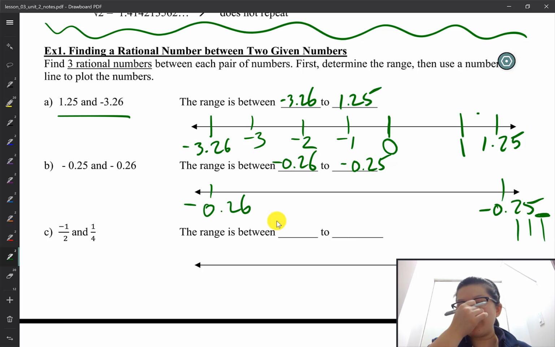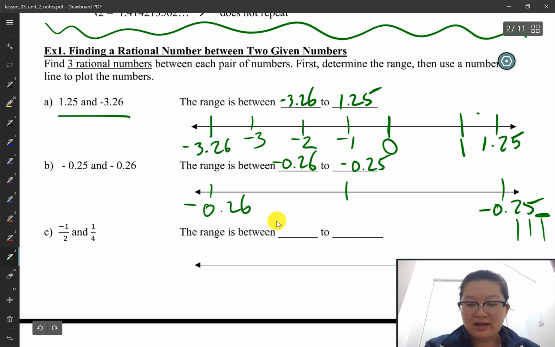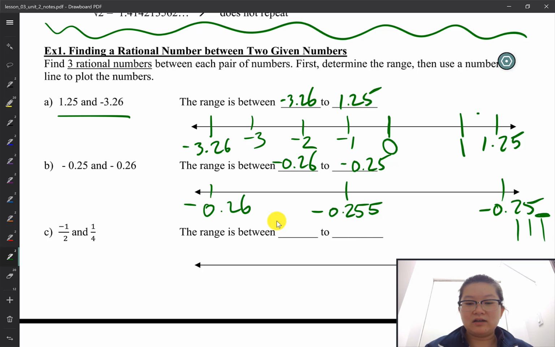So we have to add numbers to the 1000th place to make this 0.25 a little bit more negative, but not as negative as 0.26. So maybe what I'll do is, we know smack in the middle, we're going to have negative 0.255. So it's half a cent larger than negative 0.26.